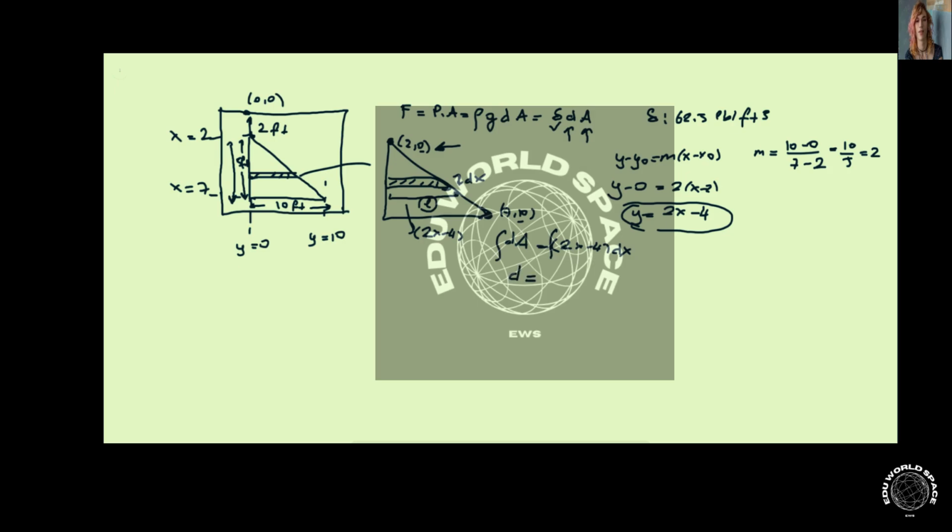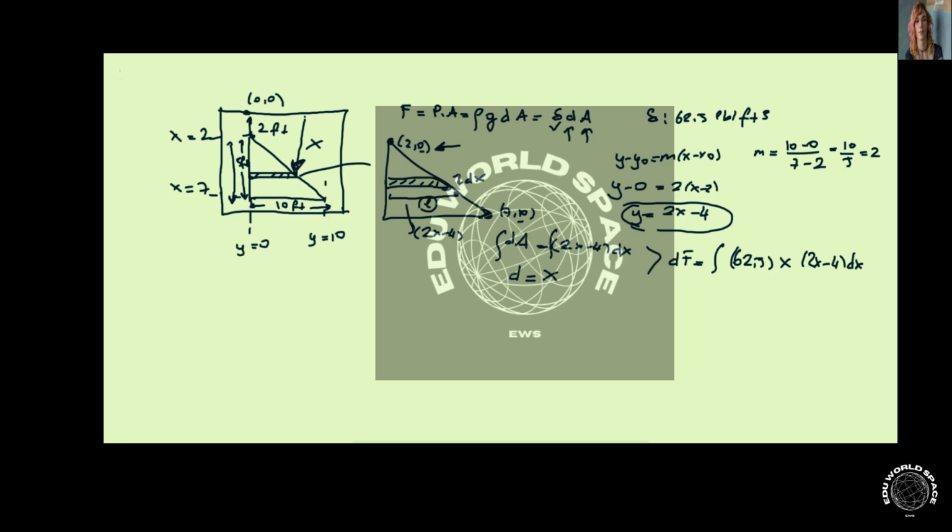Now, the next thing to determine is the depth. Let's say that we're measuring d from the surface, and since these are x levels, let's say that depth is x. That also changes depending on where our thin strip is. So we can write the infinitesimal force acting on this infinitesimal strip as 62.5, which is delta, multiplied by x times 2x minus 4 dx.